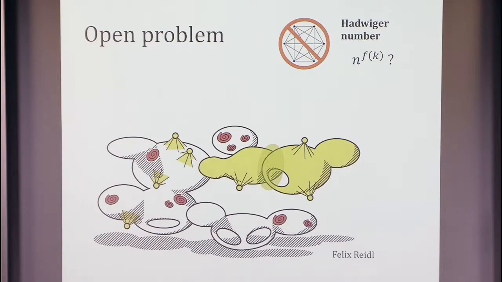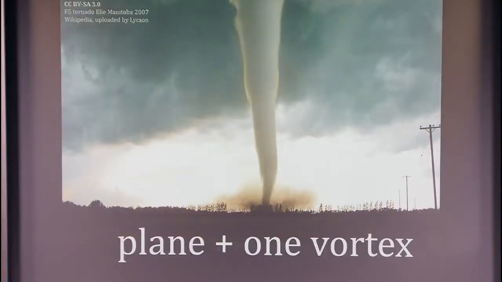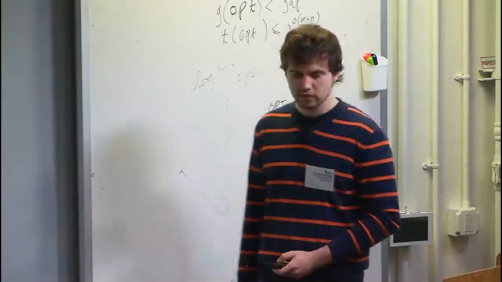But what we cannot do is handling vortices. In fact, we already run into a problem, or we're already devastated by the very simple case of having a plane with 1 vortex on it. And if someone could solve that, that would be pretty great. If you can count perfect matchings in a graph that is planar up to 1 vertex.